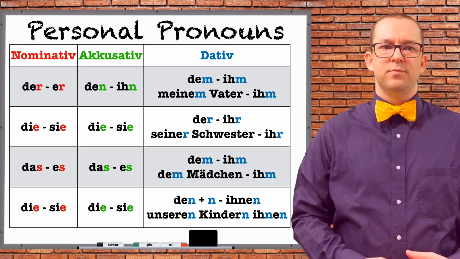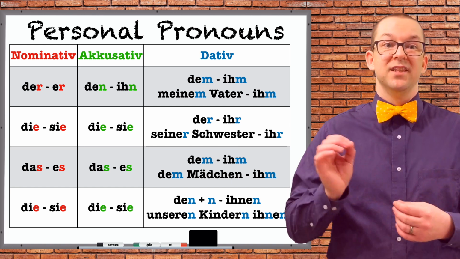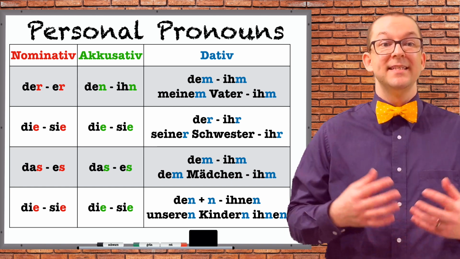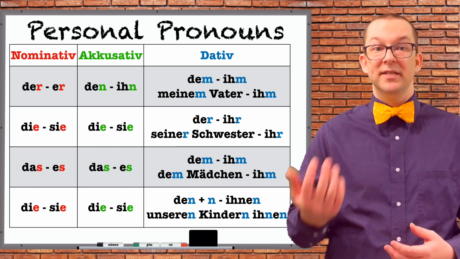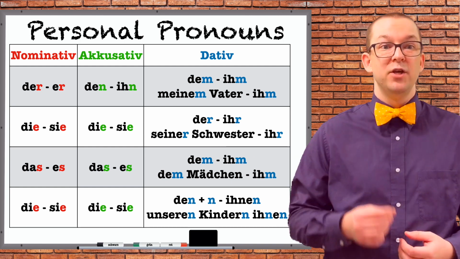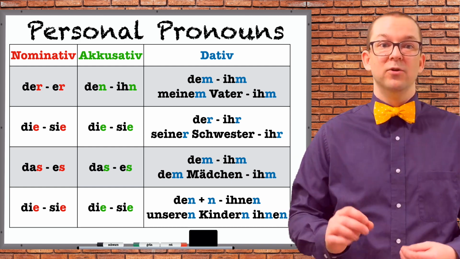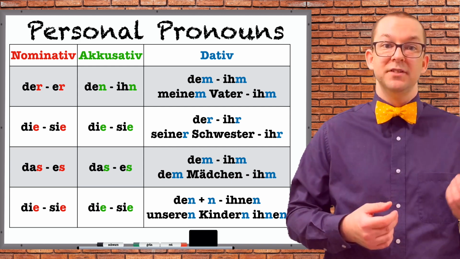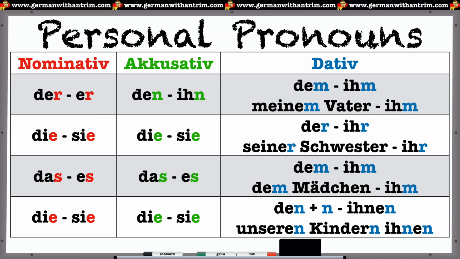The cool thing about these pronouns is that they always match the last letter of the article. Since the dative articles have the same endings for definite and indefinite articles, you can always count on the dative article telling you the correct pronoun for the situation. Notice that when I said meinem Vater, I replaced it with ihm. Seiner Schwester with ihr, dem Mädchen with ihm, and unseren Kindern with ihnen.